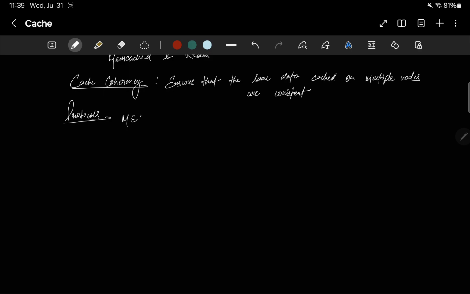One protocol is MESI. MESI is modified, exclusive, shared, invalid. It defines the possible states a cache line can be in to maintain coherency across multiple caches.